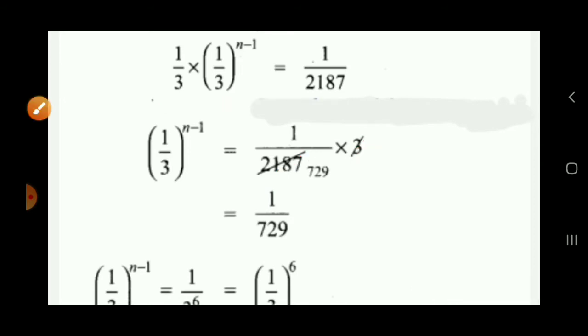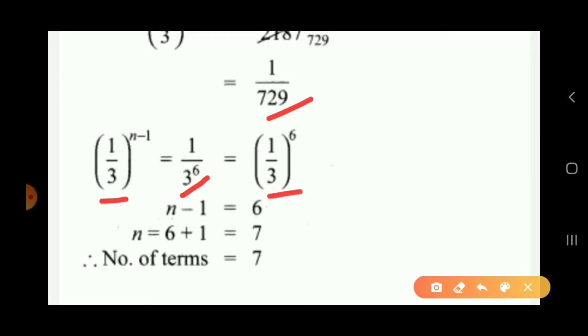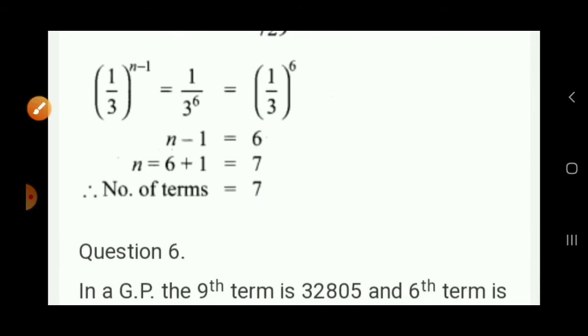So now we can use that: 1 by 3 whole power n minus 1. This 1 by 729 can be raised as 1 by 3 whole power 6. The bases are equal, so they cancel, and n minus 1 equals 6. So n equals 6 plus 1, so n equals 7. So the number of terms is 7.